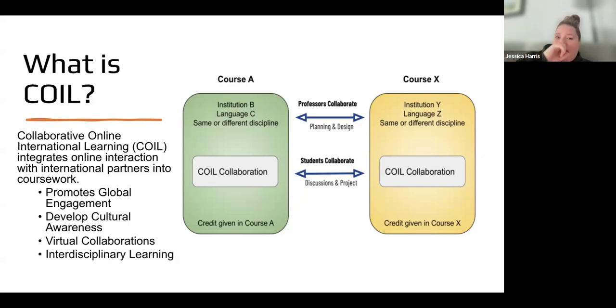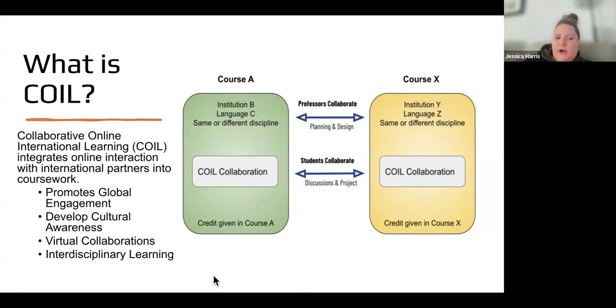So really, COIL collaborations, as we see here with this diagram, are developed by partnering professors from different institutions, different countries, who want to enrich their courses with student interaction and collaborative learning. Professors work together to design and implement the COIL collaboration, allowing experiences to be customized to meet the needs of any class. And it takes planning and careful attention to design this. SUNY has been a leader in collaborative online international learning with our COIL Center, things like that. And ultimately, it promotes that global engagement.